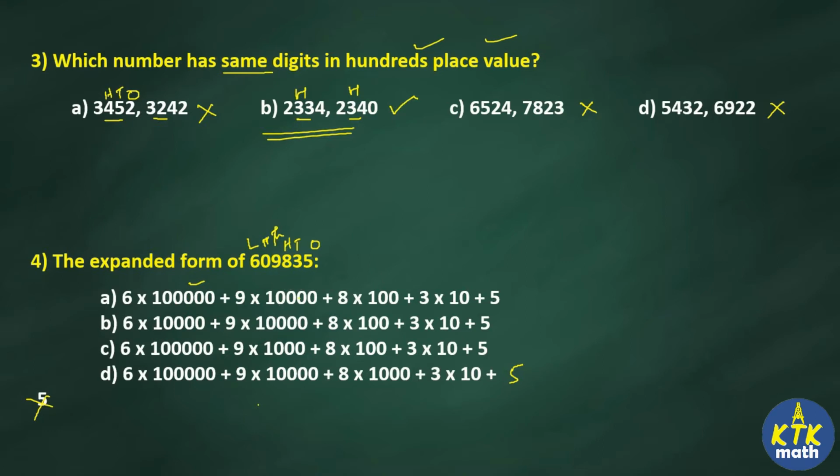So here they gave 10,000, so option A is not going to be, and then option B also is not going to be your correct answer because they gave 6 into 10,000 only. Let's check option C, 6 into 10,000, 9 into 1000, 8 into 100, 3 into 10, 5. So option C is going to be your correct answer. Better you keep an eye on option D. Here they gave 8 into 100, but here 8 into 1000 is given. So that one is wrong. Therefore, the fourth question's answer is option C.